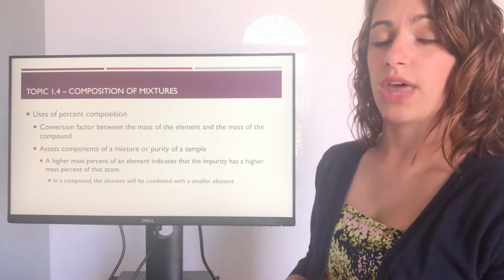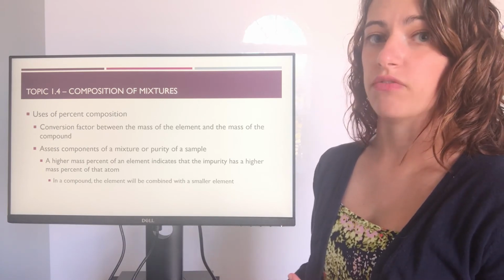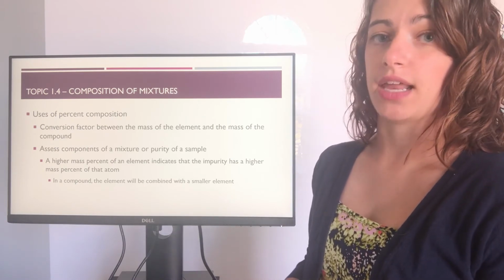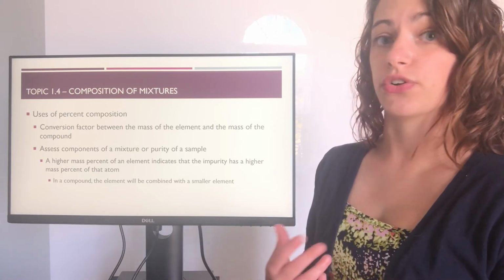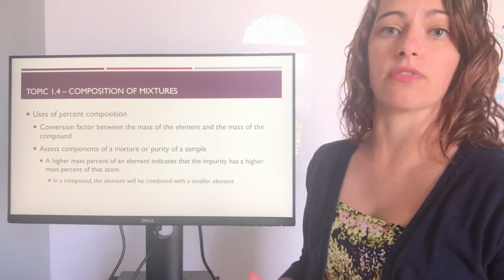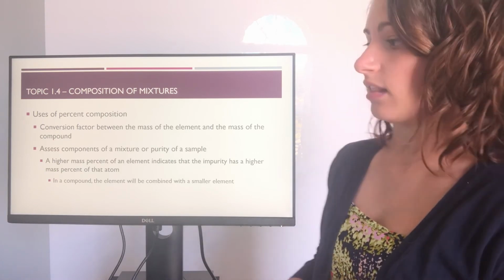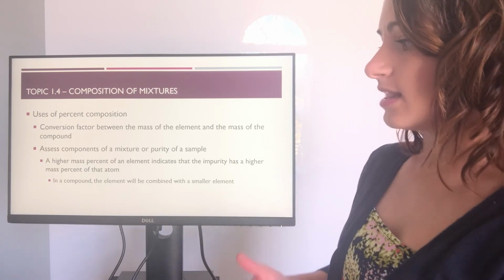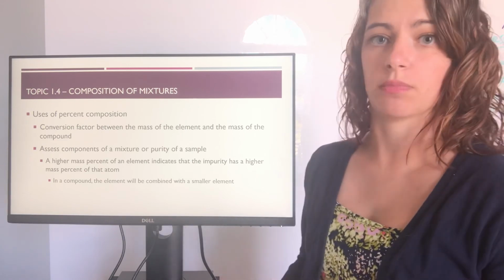So a higher mass percent of an element indicates that the purity has a higher mass percent of that compound. So if you know that a compound is supposed to have 28%, but its analysis is showing that you have 35%, you know that there has to be more coming from somewhere. Therefore, there's an impurity that has that element in it. In a compound, the element will always be combined with a smaller element.